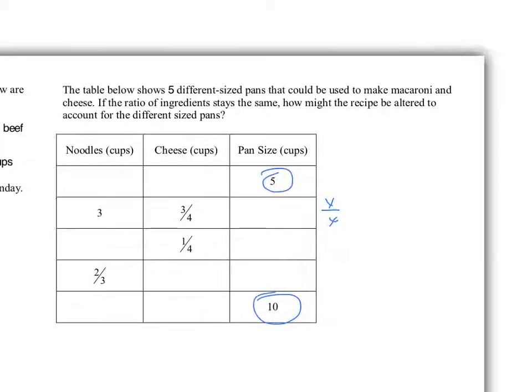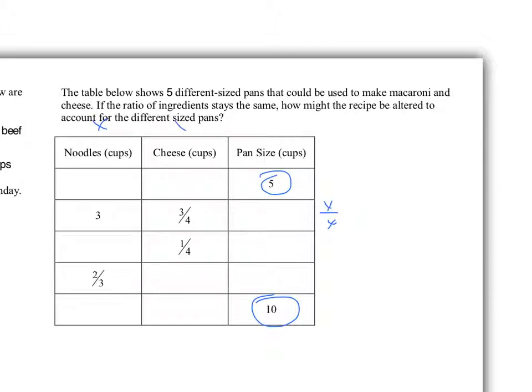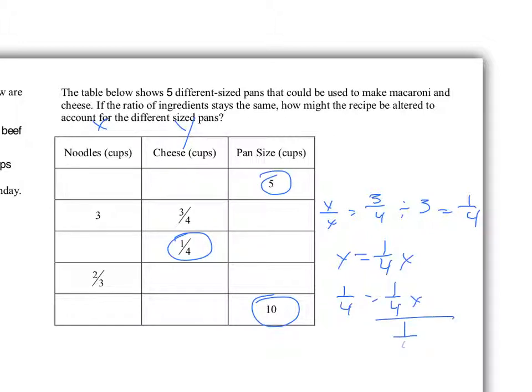Coming over here to this one, doing our y over our x, so our x over our y. This is going to be 3/4 divided by 3. And so when I divide that by 3, that's going to be like multiplying. This is going to give me 1/4. So y is equal to 1/4 x. And I can go ahead and start plugging in some values here. So this is a y of 1/4. 1/4 is equal to 1/4 x. Well, this one's going to be really easy. Dividing by 1/4, dividing by 1/4. 1/4 divided by 1/4 is going to give me 1.